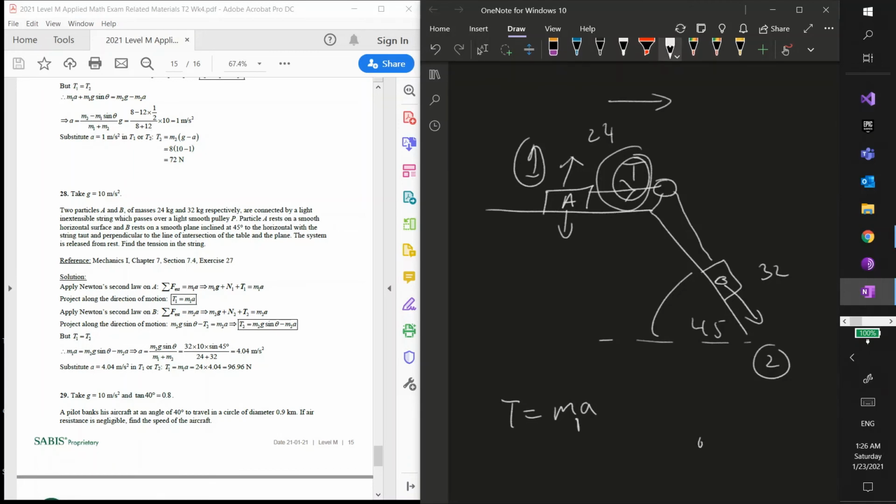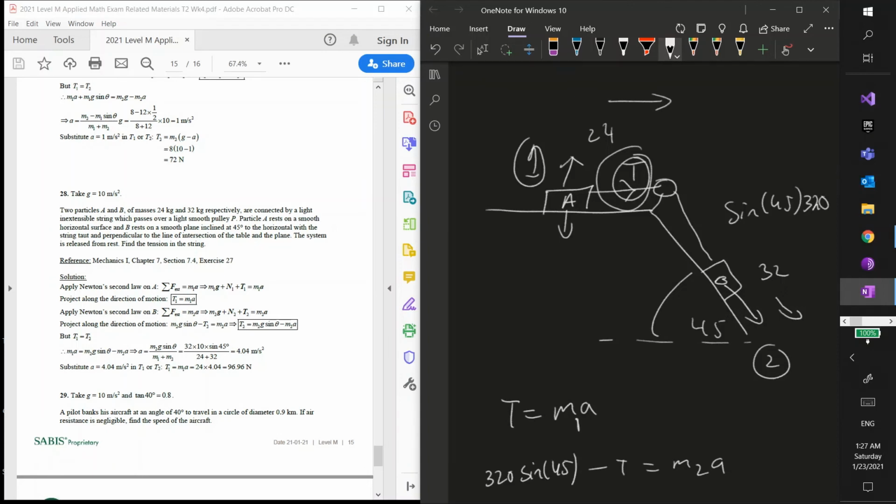Here's B. You have the tension acting here and the weight acting here. This angle is 45, so you need the weight component on the x-axis, and that's just the weight multiplied by the sine of 45 to get the opposite side. So sine 45 multiplied by the weight of B, which is 320 because the mass is 32. Since it's moving downwards, the tension is negative and the weight is positive. So weight of B minus tension is equal to m2a. Weight of B is 320, and for the x component you multiply by sine 45.